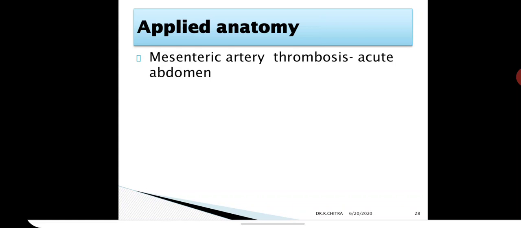Applied anatomy of the mesenteric arteries: thrombosis may happen, which will cause acute abdomen. So in acute abdominal pain, you should keep in mind the differential diagnosis of mesenteric artery thrombosis, which is also common in the population. So we have completed the mesenteric arteries. Mesenteric veins we will see in the portal vein class.